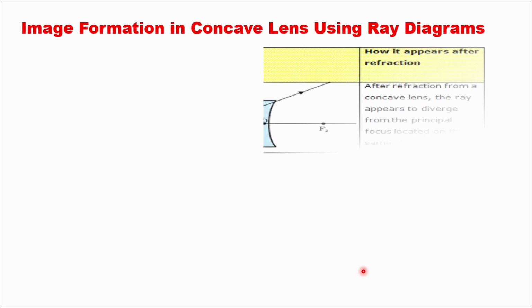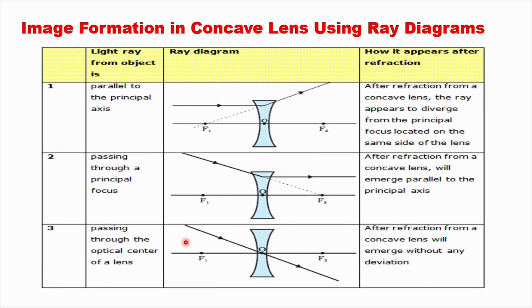Similarly, the same information for the concave lens. Same thing, the light ray from the object is parallel to the principal axis. This one, after refraction, the ray appears to diverge from the principal focus located on the same side of the lens. Second case, passes through the principal focus f2. That is, after refraction from the concave lens, it will emerge parallel to the principal axis.